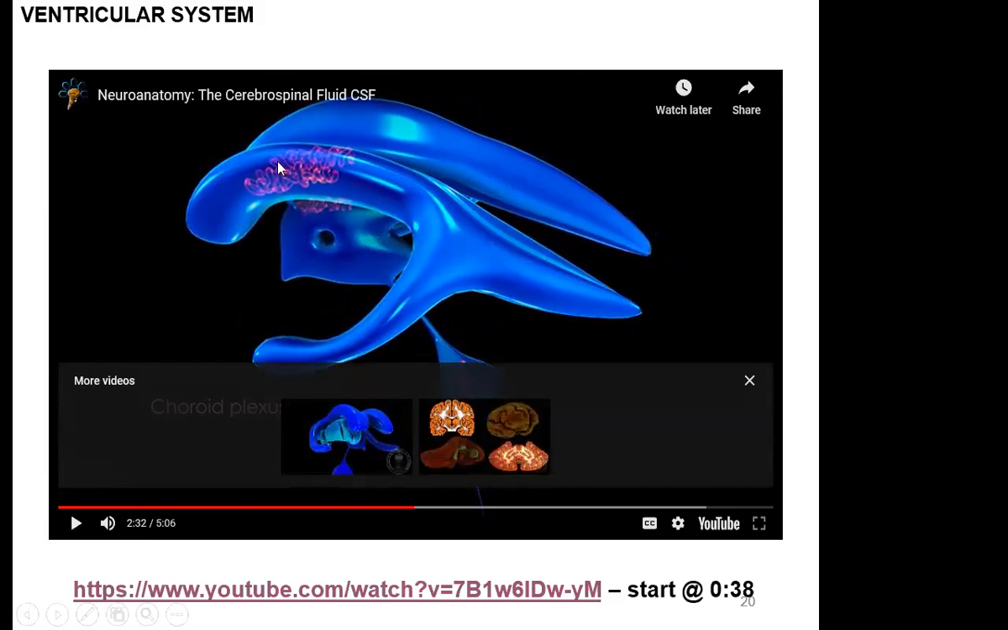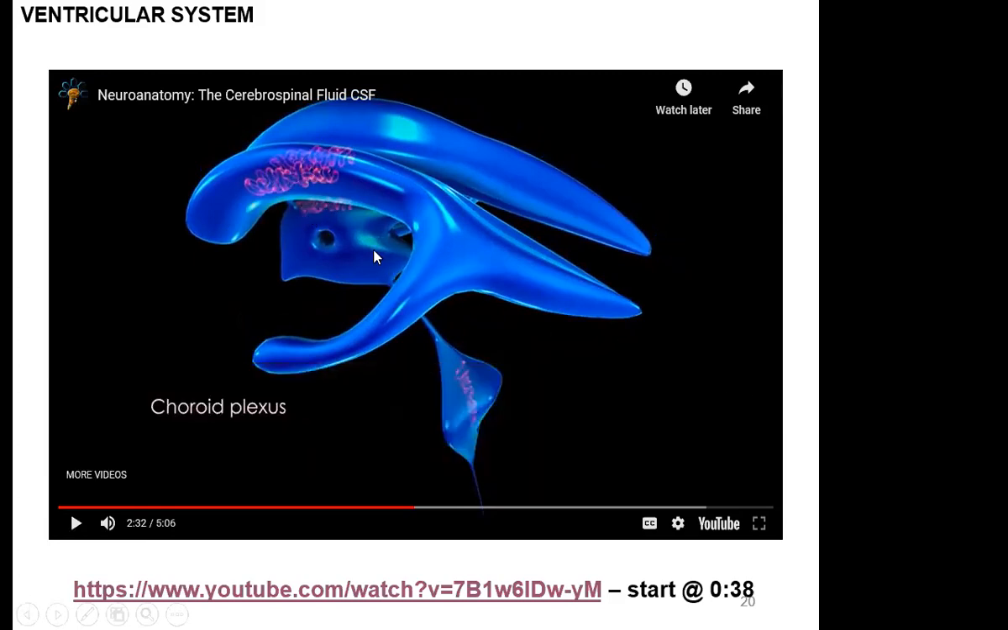Okay, so notice how these choroid plexuses are going to be in each of the ventricles. So you can see the clusters of the capillaries within the lateral ventricles, the third ventricle, and the fourth ventricle. So the choroid plexus is where the CSF is actually going to be coming from. That makes it a very important structure.